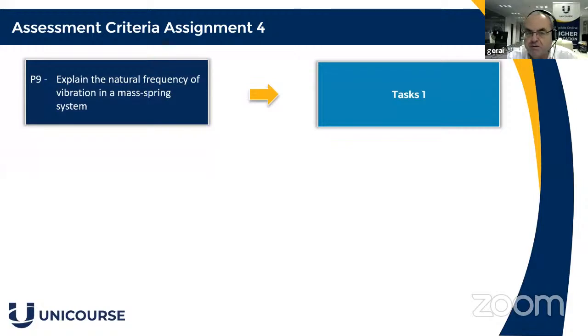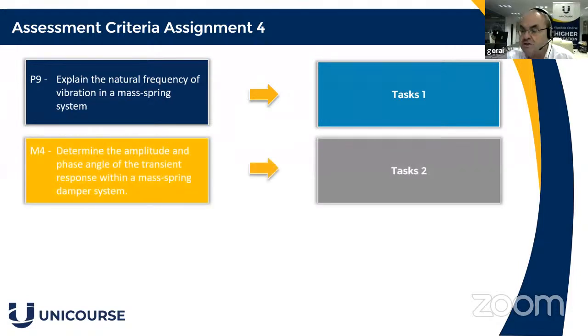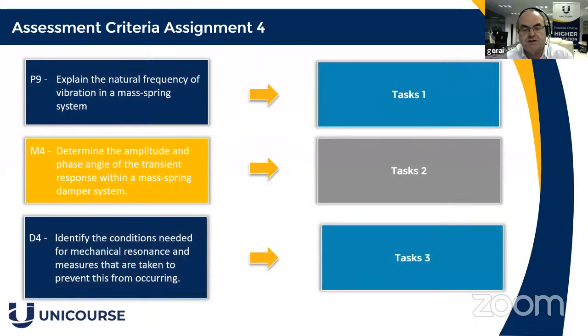So let's just have a quick look at the assessment criteria for assignment 4. So we've got P9, which is to explain the natural frequency of vibration in a mass spring system. And we'll move forward to M4, which is to determine the amplitude and the phase angle of the transient response within a mass spring damper system. So we'll look at dampers. And the last part, which is the distinction part, is to identify the conditions needed for mechanical resonance and measures that are taken for preventing this from occurring. So we'll look at those preventions as well.